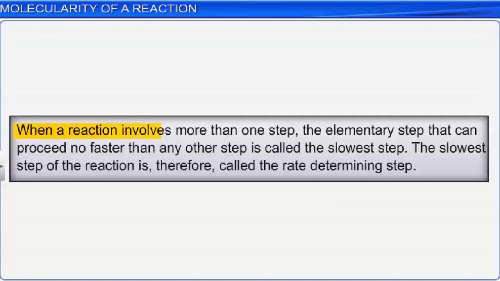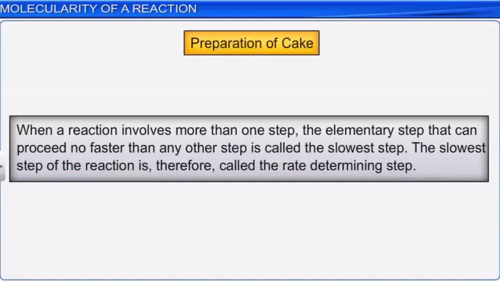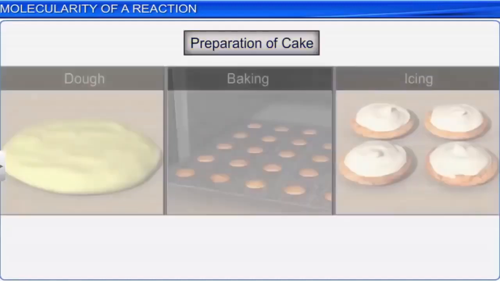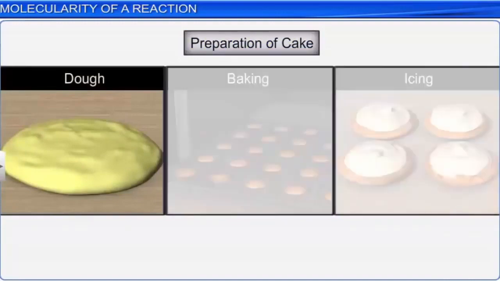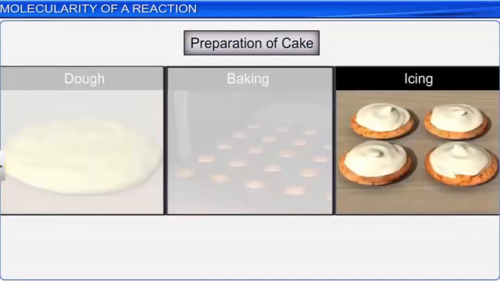When a reaction involves more than one step, the elementary step that can proceed no faster than any other step is called the slowest step. The slowest step of the reaction is therefore called the rate-determining step. This concept can be understood better by drawing an analogy with the preparation of a cake. The three major steps involved are preparing the dough, baking, icing.